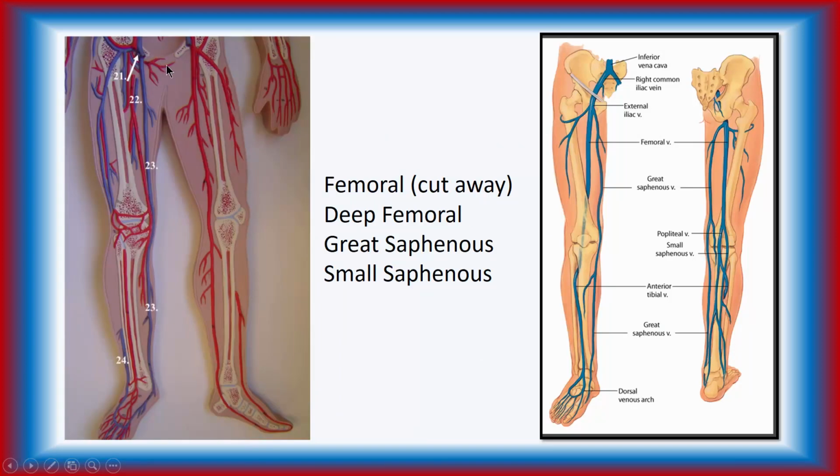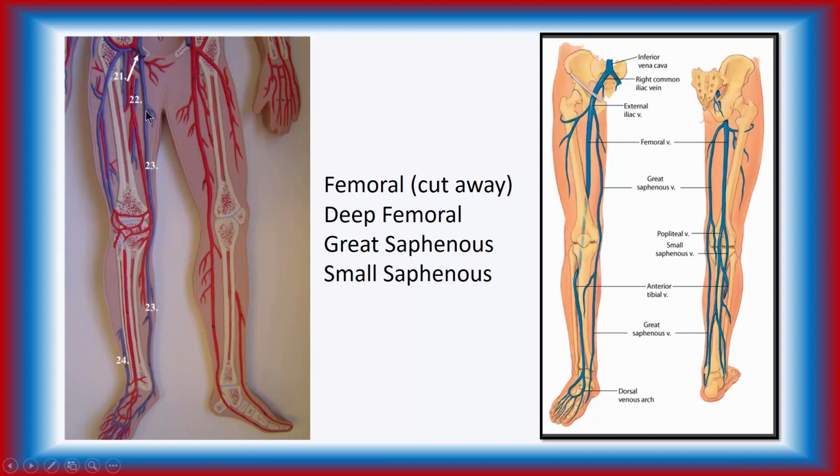In the leg, we had the femoral artery. Here the femoral vein has been cut away, but it mimics again the femoral artery coming in there at the head of the femur and the shaft of the femur. Then of course you have the deep femoral that goes deep into the leg, just like you had the deep femoral vein and artery.